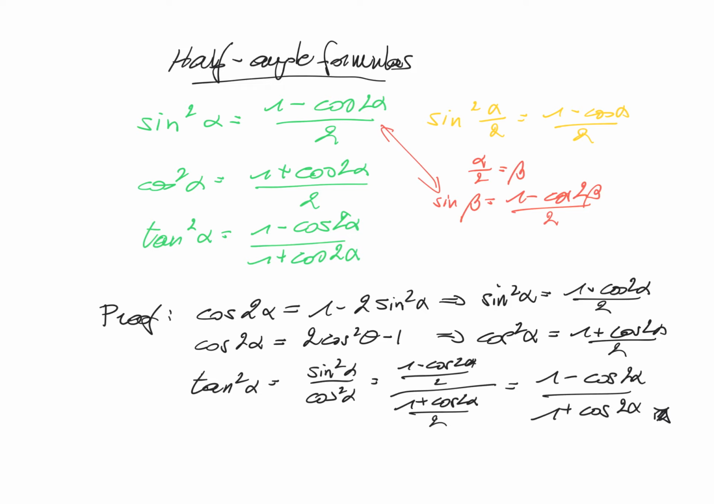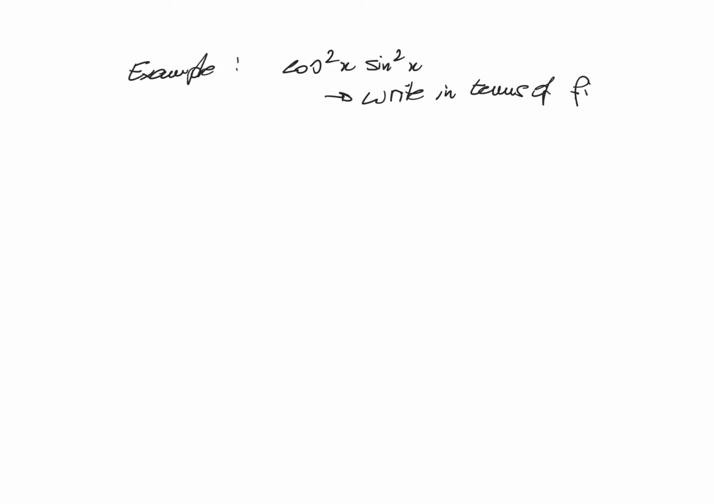Where do we use these kinds of formulas? Well, we use them in order to reduce the powers. So for example, we have a certain expression, in this case cosine squared x times sine squared of x, and we want to write this in terms of the first power of cosine. So we only want first degrees of cosine functions in it. How do we do it? Well, we just take the formula and plug it in.